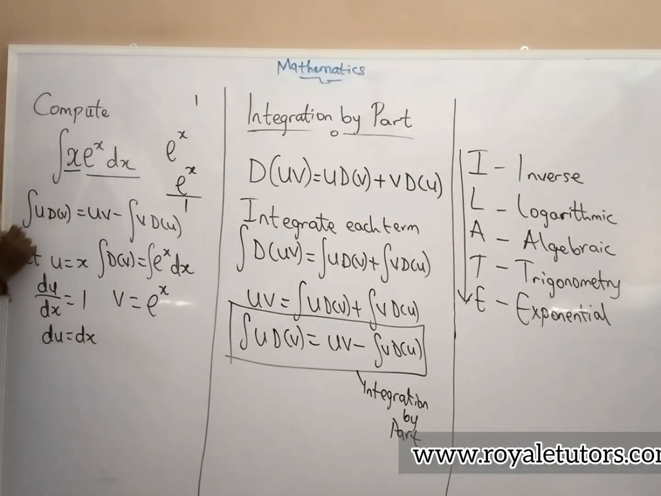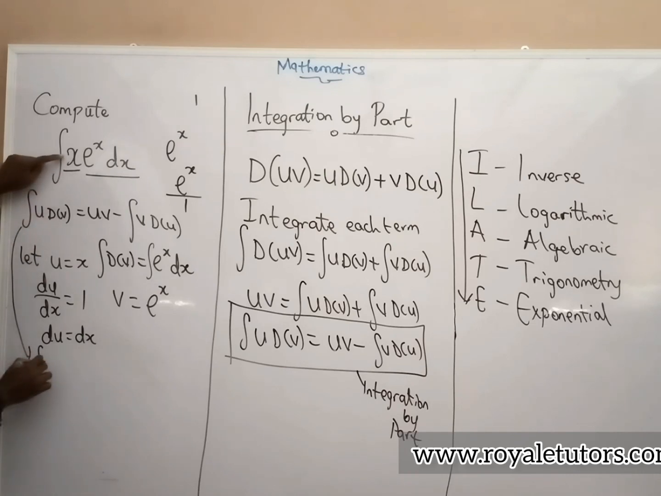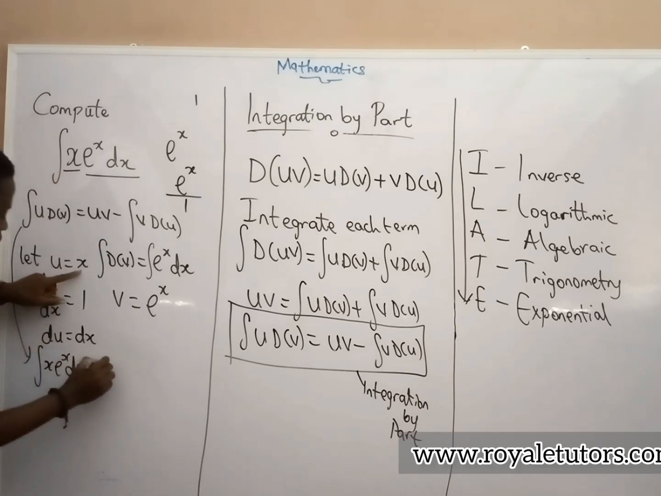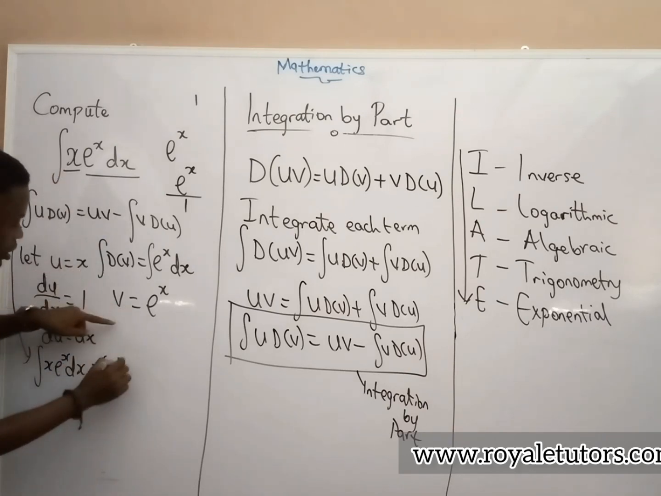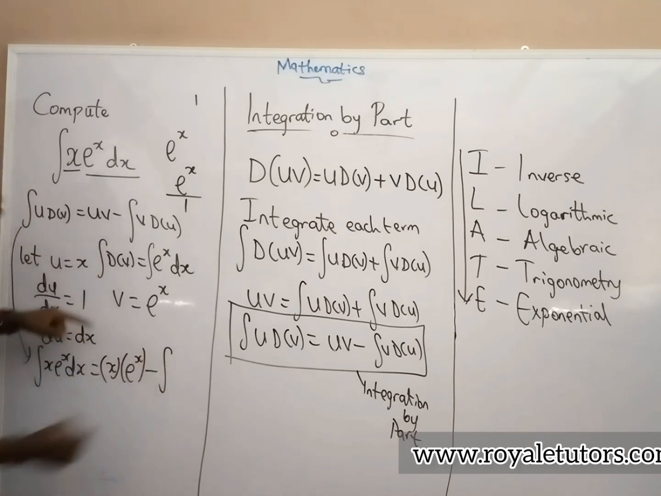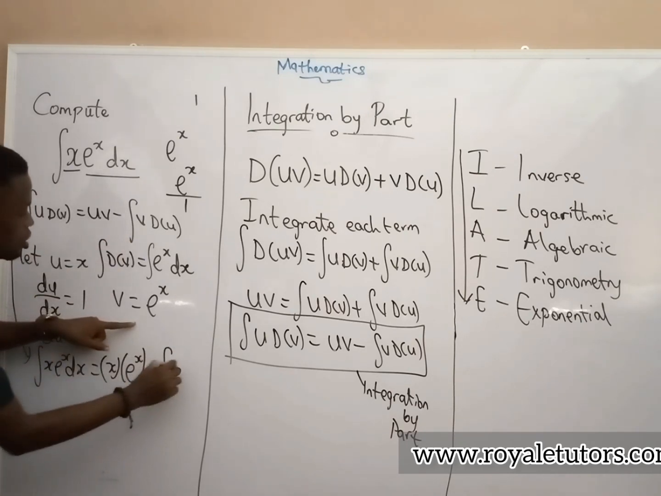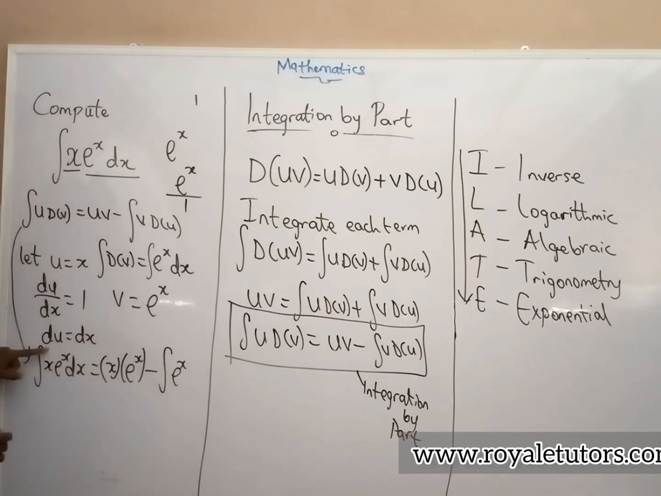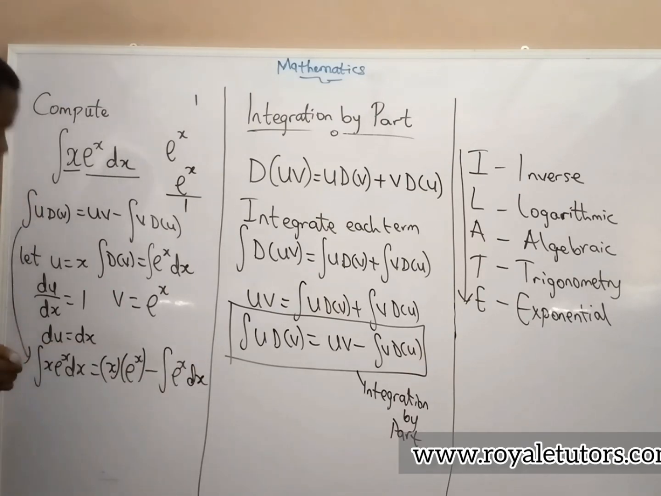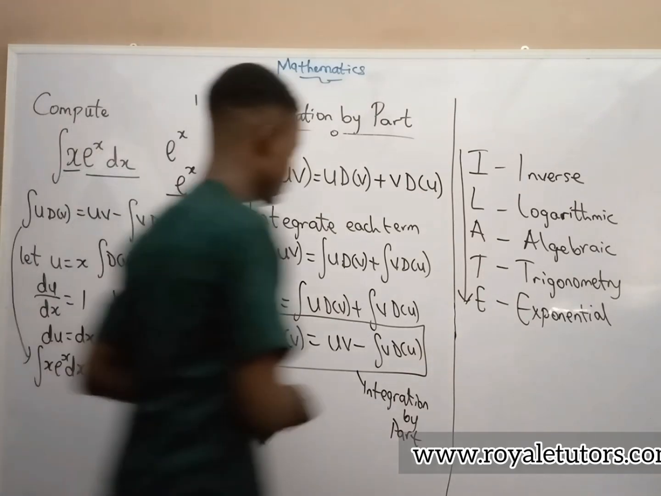So I go back to my integration by parts. The integral of u dv, which is the same thing as x e raised to the power of x dx, is equal to uv. What is my u? My u is x, multiplied by v, e raised to the power of x, minus the integral of v du. v is e raised to the power of x. And what is my du? My du is the same thing as dx. So you have dx.